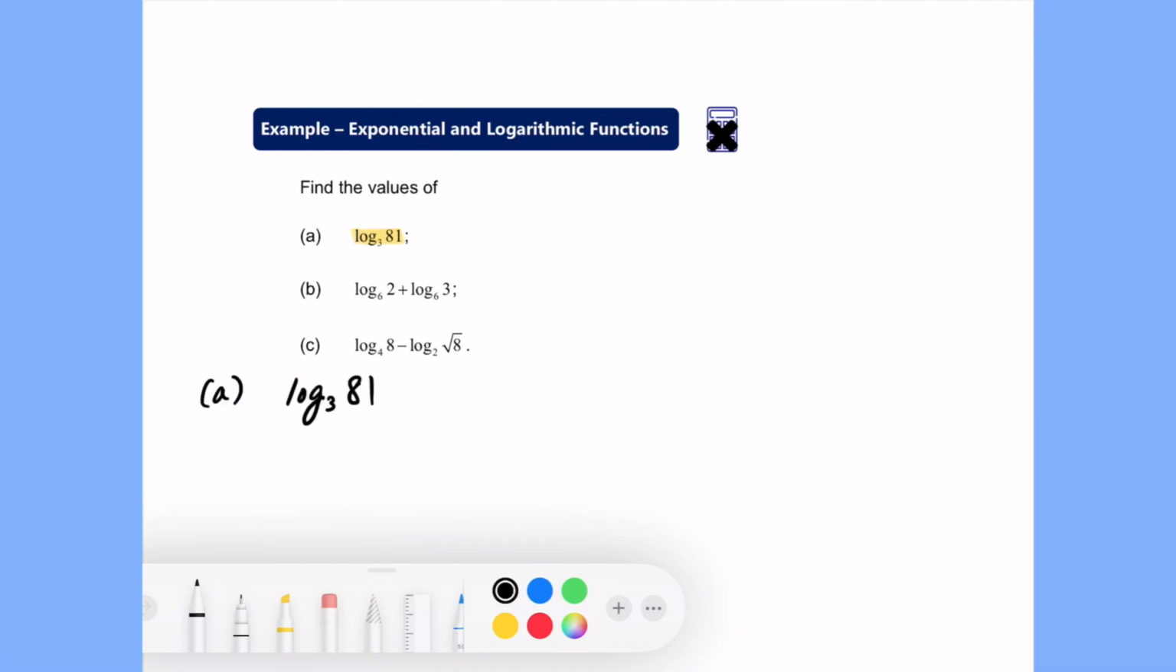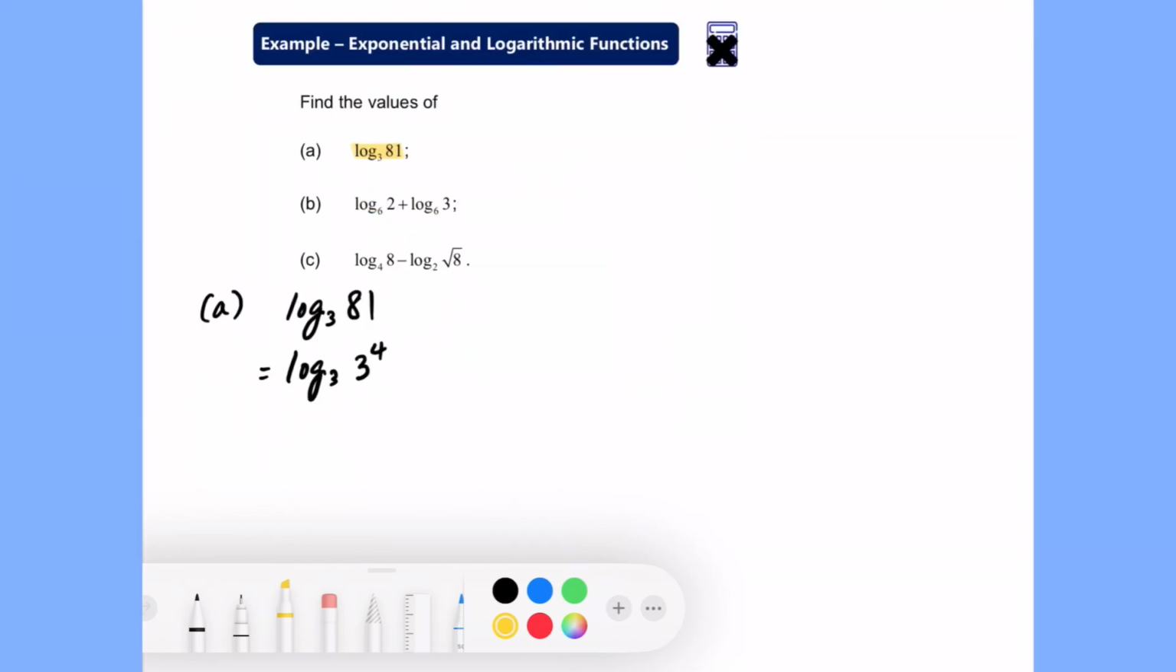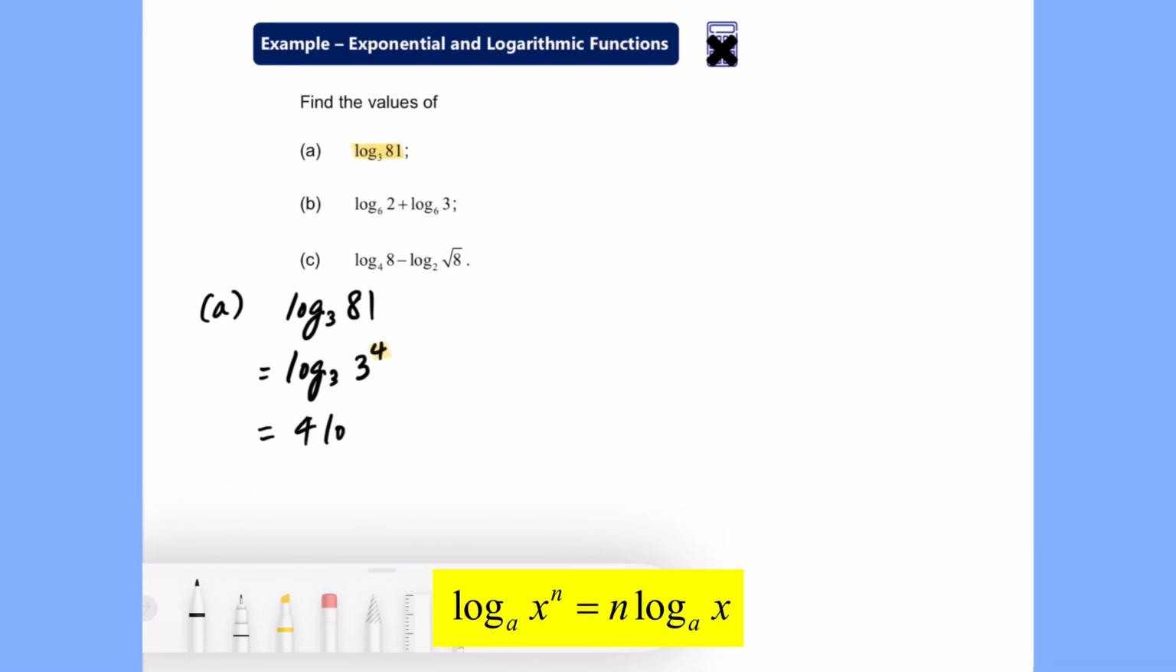Then we are going to present the working in this way. Log to the base 3 of 81. In step 1, we are going to convert 81 to be 3 to the power 4. And then we can see that there is a power 4 inside the logarithm. And then by this rule, we will be able to move the power to the front as a coefficient. So it becomes 4 times log to the base 3 of 3.